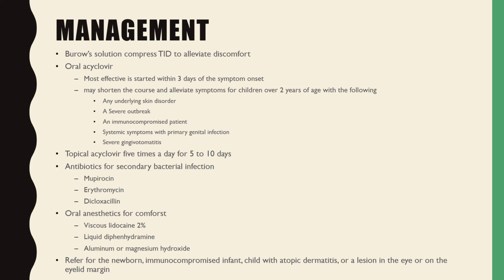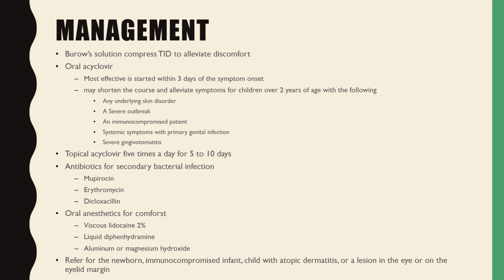So for management, you want to first use Burow's solution, and this is a combination of aluminum sulfate tetradecahydrate and calcium acetate monohydrate. It's that combination, and it's soothing on different things that are irritating. People will use it on poison ivy, poison oak, or sumac, or other painful rashes. If you do it as a compress 3 times a day, it can alleviate some of that discomfort. And that can be bought over the counter.